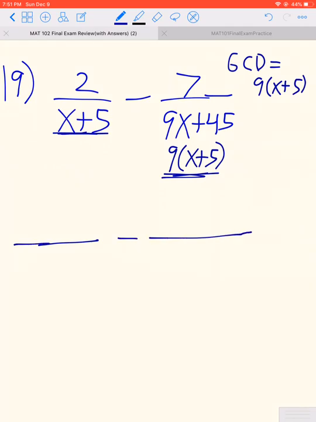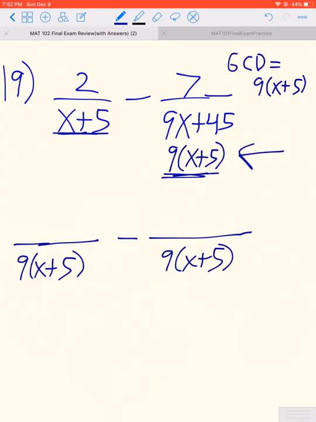So the goal is we want to write everything over 9 times x plus 5. The second fraction already had the GCD, so there's no need to do anything to that. But for the first fraction, if we're going from a denominator of x plus 5 to a denominator of 9 times x plus 5, we would need to multiply that denominator by 9. But whatever you do to the bottom, you also have to do to the top. So we're going to take the first fraction, multiply top and bottom by 9. That'll give us 18 over 9 times x plus 5.